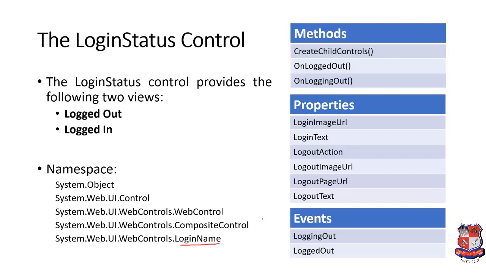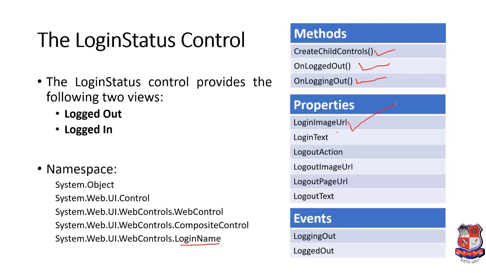We'll start with the first, that is methods. First one is the CreateChildControls method. It creates a child control to make the login status control. Next is the OnLoggedOut method. It is used to raise the LoggedOut event when the user clicks the logout link. Next is OnLoggingOut, it is used to raise the LoggingOut event when the user clicks the logout link on the login status label.